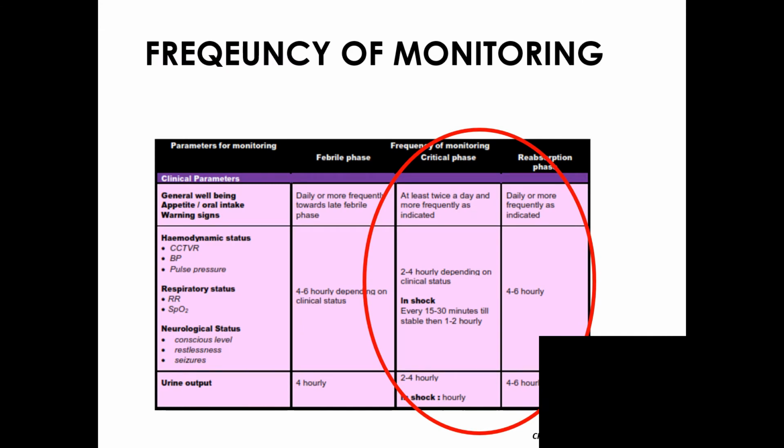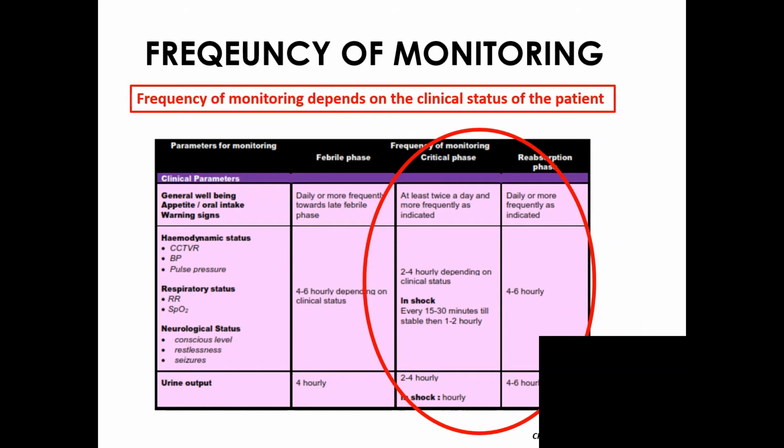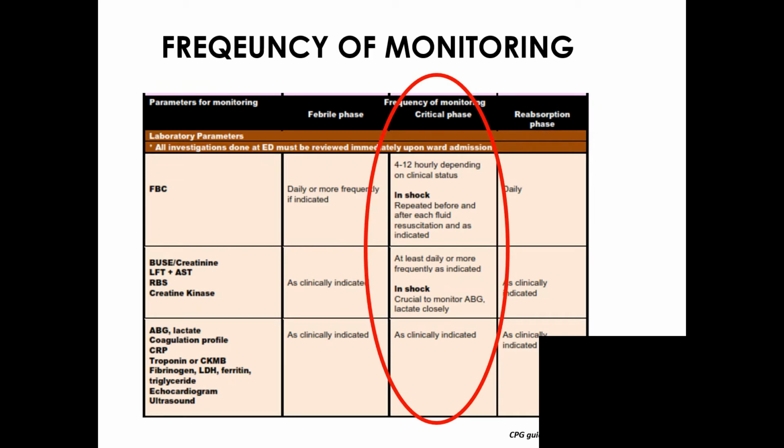Here I would like to highlight that the frequency of monitoring actually depends on the clinical status of the patient. The frequency usually progressively increases during the critical and recovery phase, necessitating intensive care. So in patients with deterioration, or in patients with severe dengue, or patients in presence of shock, the monitoring is done as frequently as every 15 to 30 minutes, until stable, and then reduced to 1 to 2 hourly. This applies similarly to the serial laboratory investigations.